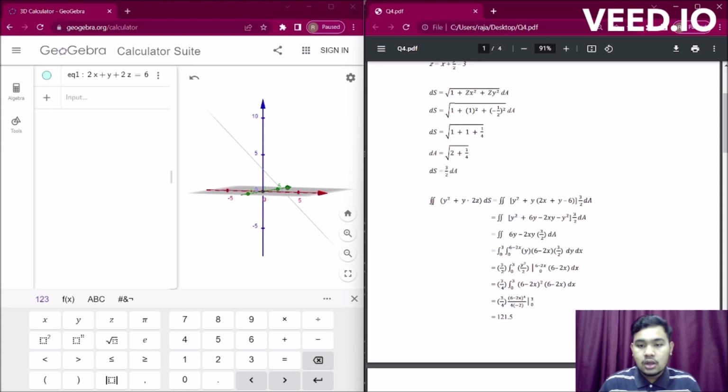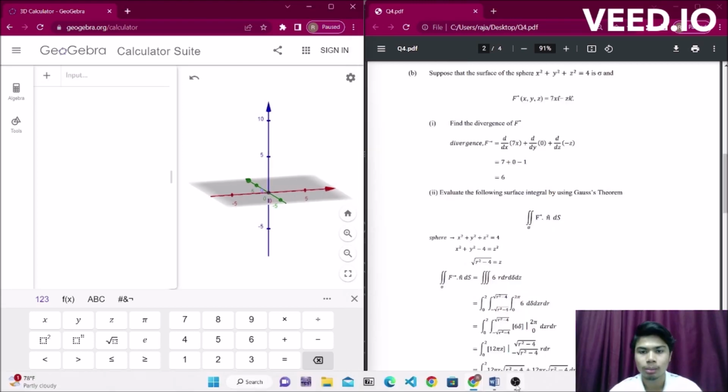Okay, next, for the double integral of the equation, we do this calculation, and we get the answer 1 to 1.5.